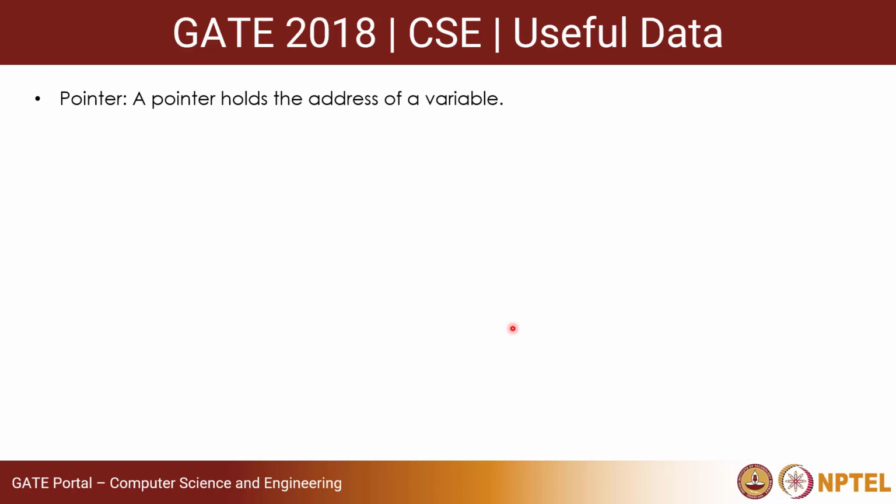Now, what is a pointer? A pointer holds the address of a variable. Now to better understand what is a pointer, let's take these 2 lines of code. The first line declares a variable x of type int. The second line declares a pointer ptr of type int star which holds the address of x, or it points to x. Now what does it mean?